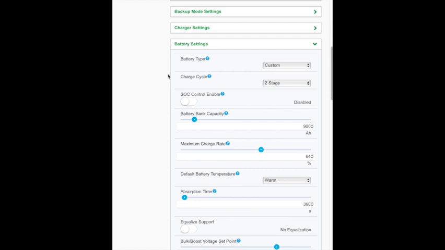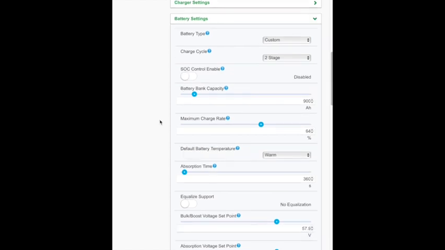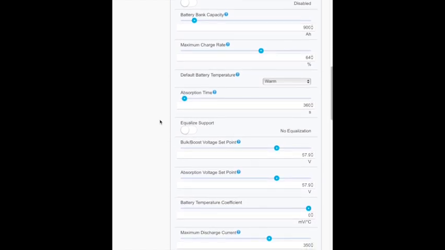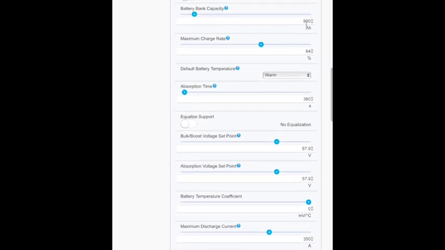State of charge is disabled because I don't have smart batteries. They are just voltage regulated, not state of charge regulated. Battery capacity, 900 amps, the same. The charge rate is set to 64% because these inverters have the ability to pump out 140 amps of charging, and 64% of 140 is 90 amps, 89.98 or something like that. So I don't want to overcharge my batteries with too much energy. It's not amperage based, which is odd. I think that's a little weird. It shouldn't be percentage based, but it is.